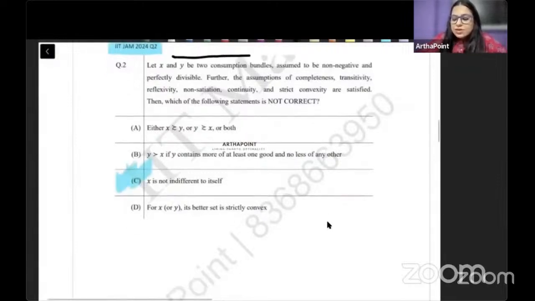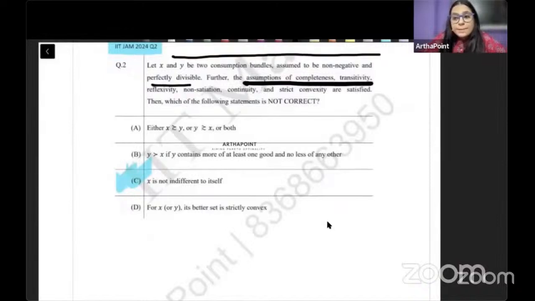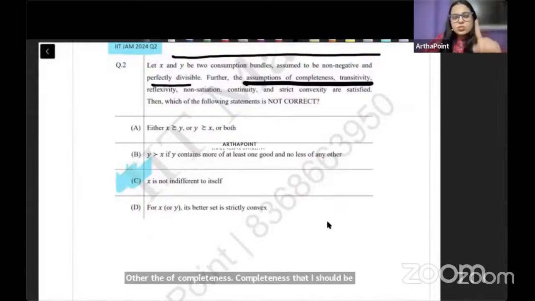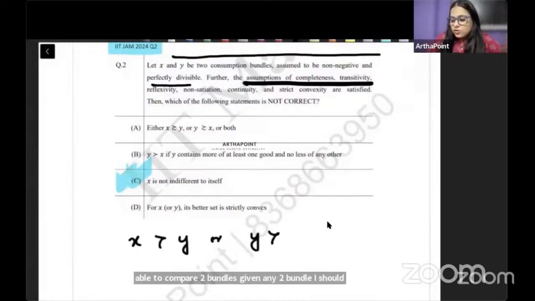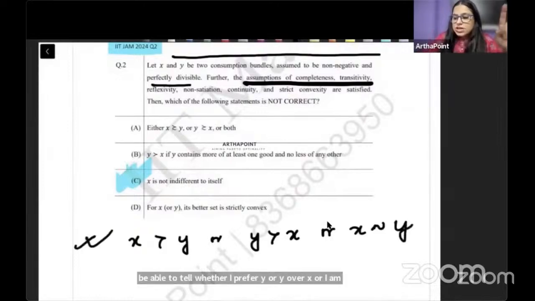Let X and Y be two consumption bundles assumed to be non-negative and perfectly divisible. Further, the assumption of completeness. What does completeness say? That I should be able to compare two bundles. Given any two bundles, I should be able to tell whether I prefer X over Y or Y over X, or I am indifferent between X and Y. That is completeness. Okay?